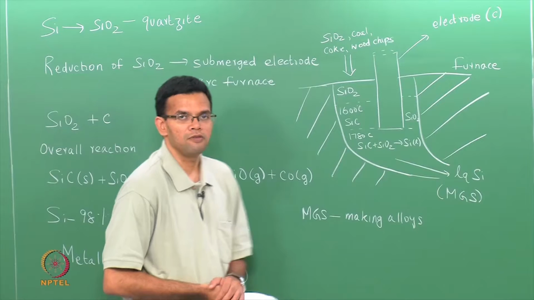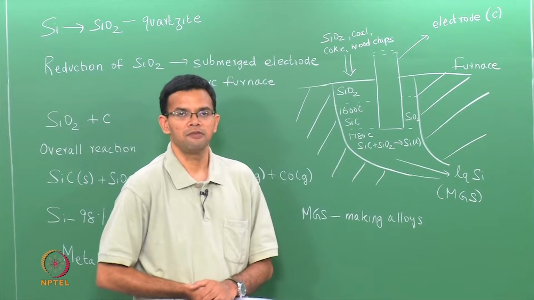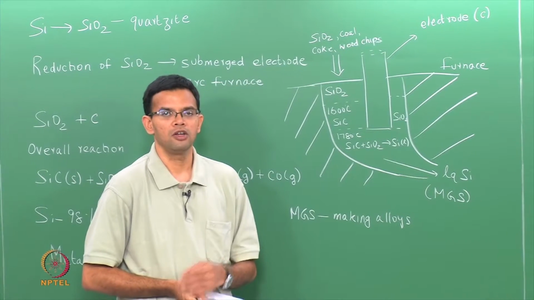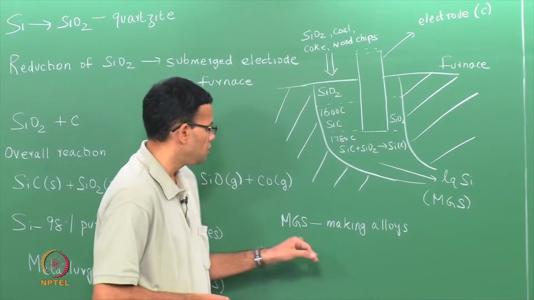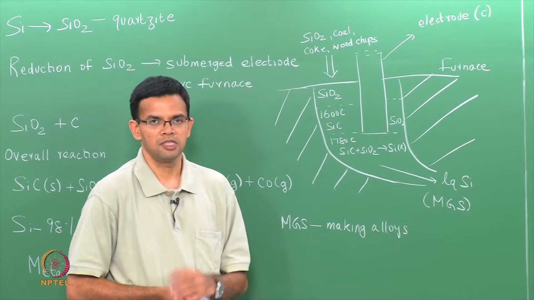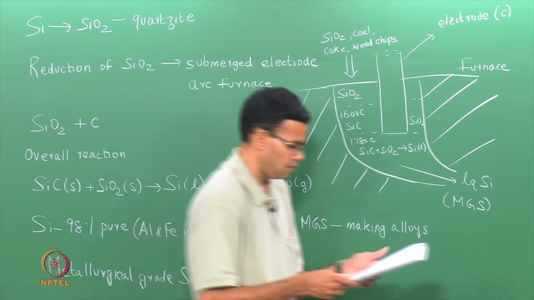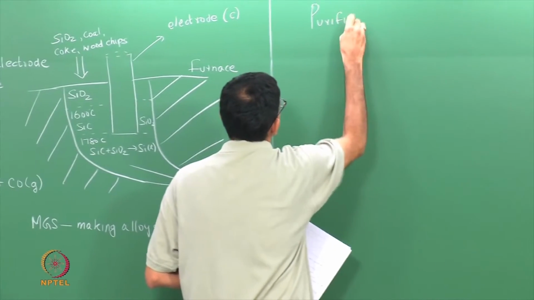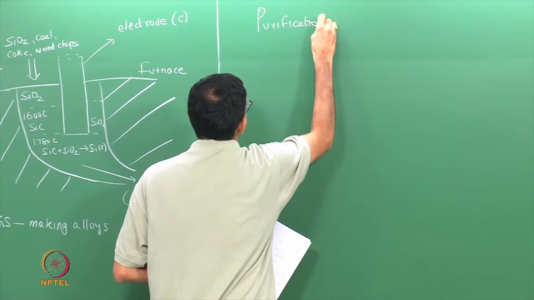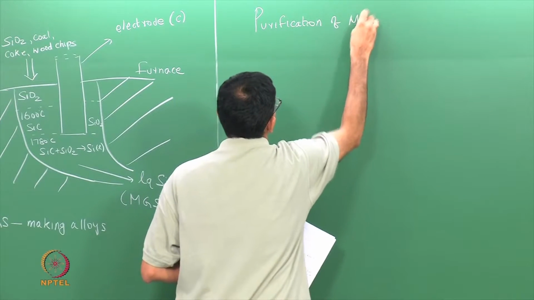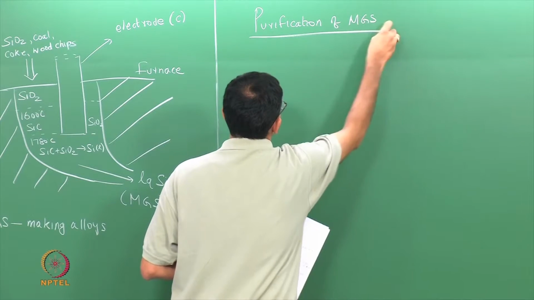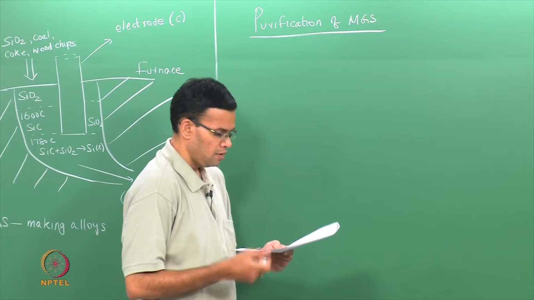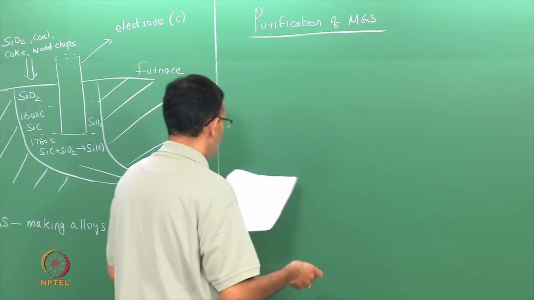But in the case of IC manufacturing, we want your impurity levels to be of the order of parts per billion. So, this metallurgical grade silicon must be further purified. The next step is the purification of MGS. So, this purification is done by using a fractional distillation process.